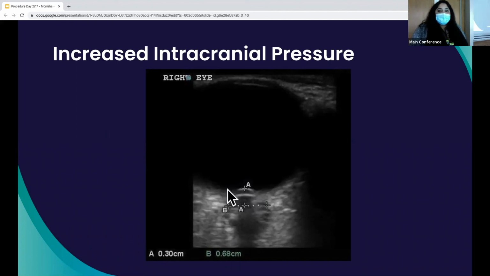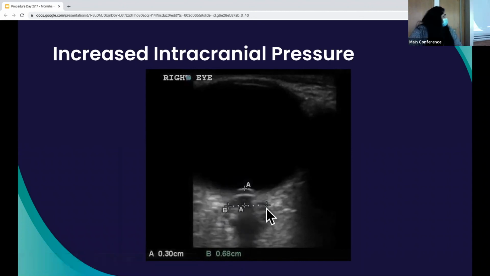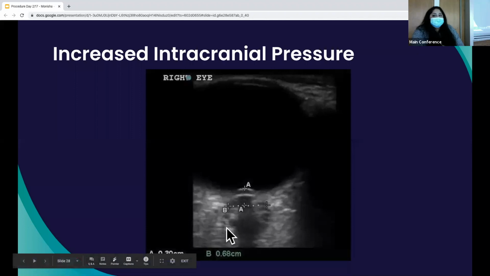The way you're going to do that is, remember the numbers 3 by 5. You're going to measure 3 millimeters posterior to the globe, and less than 5 millimeters across is normal. 5 to 6 millimeters is indeterminate. Greater than 6 millimeters is elevated.